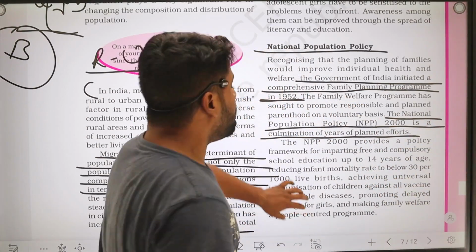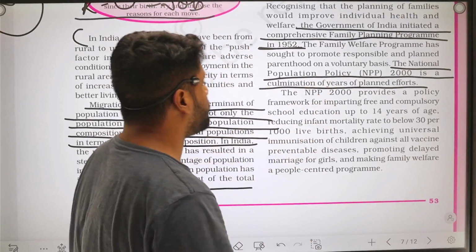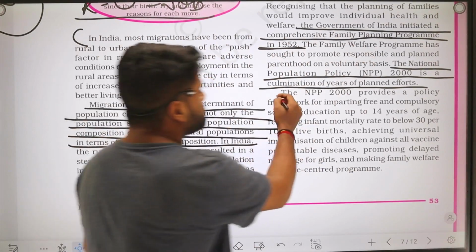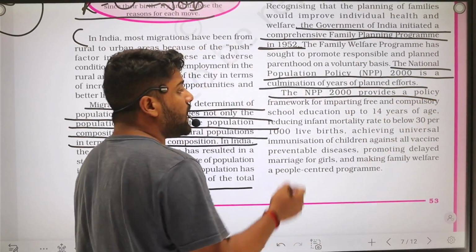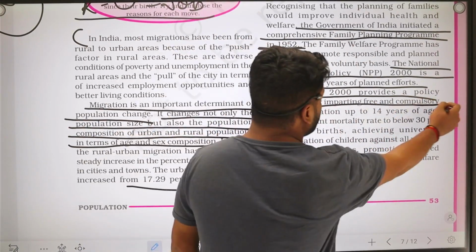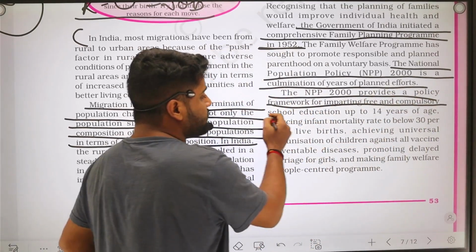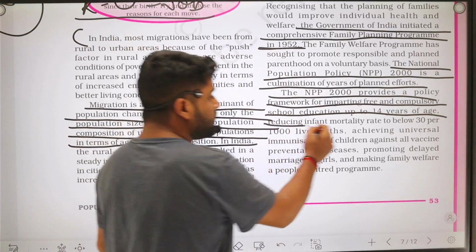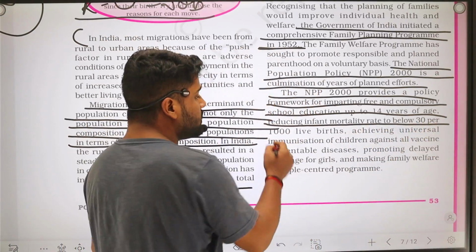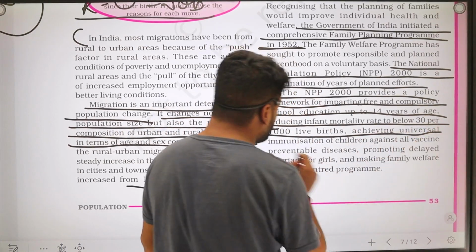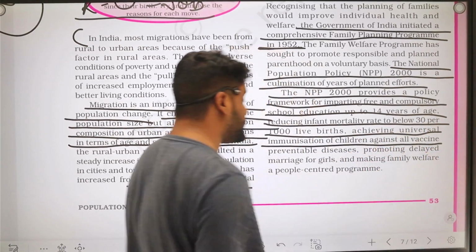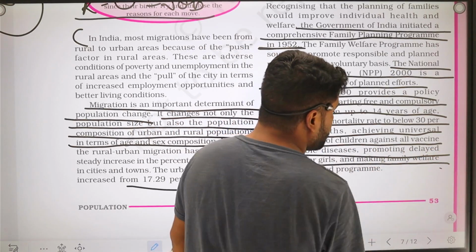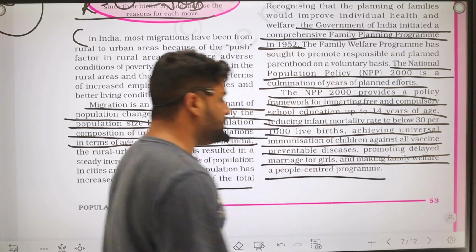Now, this National Population Policy, which was a fruit of the Comprehensive Family Planning Program, provided a policy framework for imparting free and compulsory school education up to 14 years, reducing the infant mortality rate to below 30 per thousand births, achieving universal immunization of children against all vaccine-preventable diseases, promoting delayed marriage for girls, and making family welfare a people-centric program.